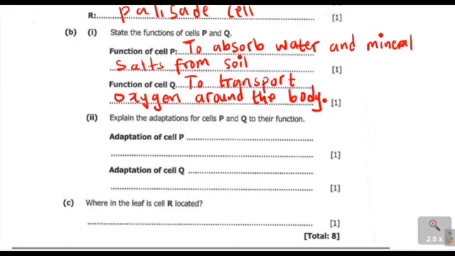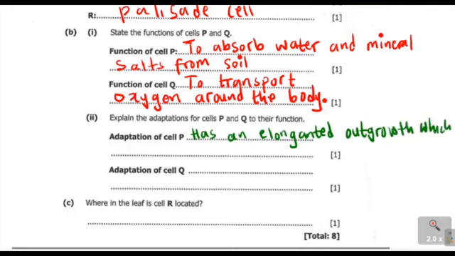All right. So we have said that cell P, which is the root hair cell, has an elongated outgrowth which increases surface area for absorption.